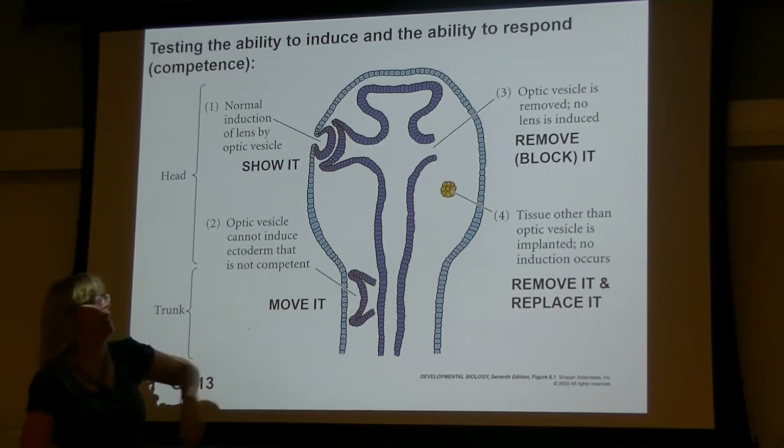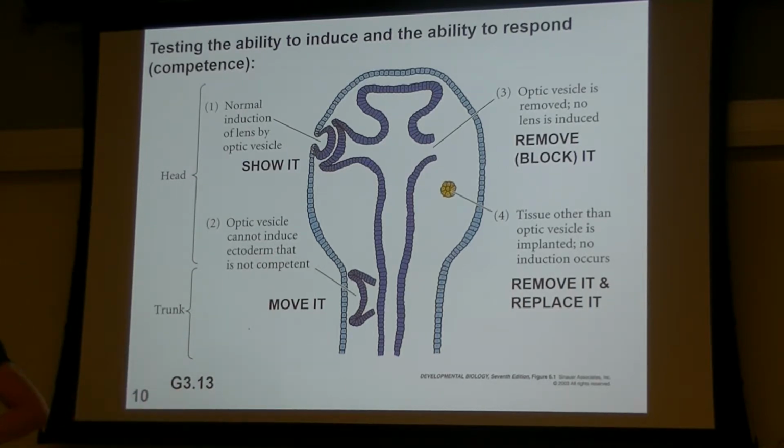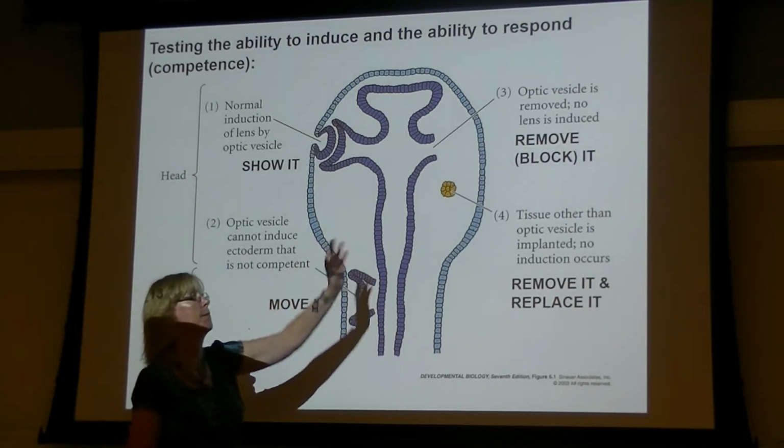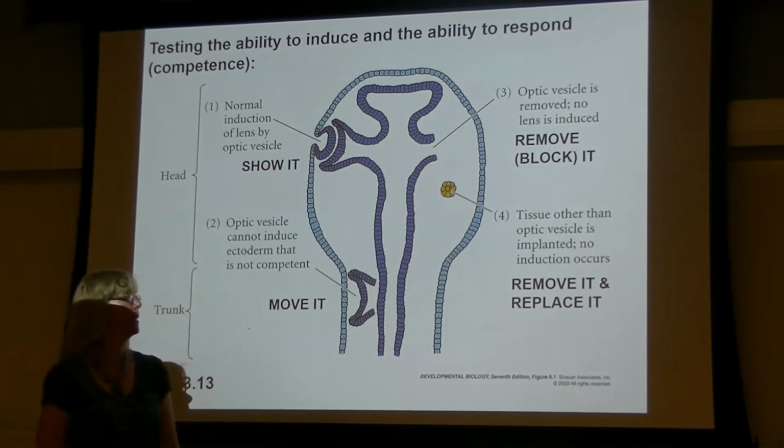So if you, say, remove the optic vesicle by just going and taking it out, removing the source of the signal, now what would happen to the lens? Nothing. The lens is not induced. So we need that optic cup. It's necessary for that next step along the line for lens placode induction.